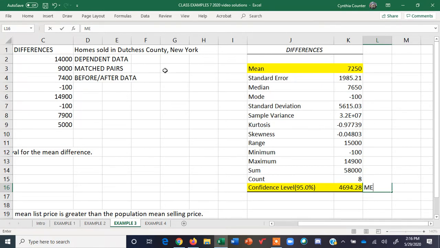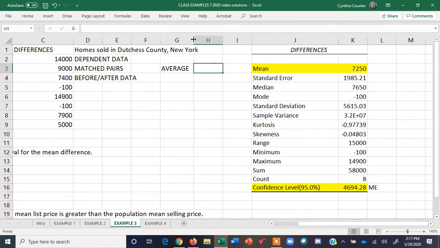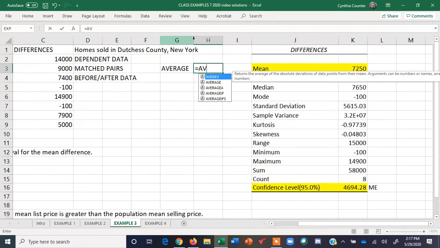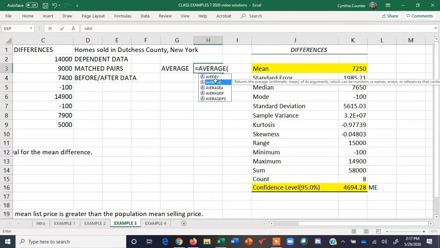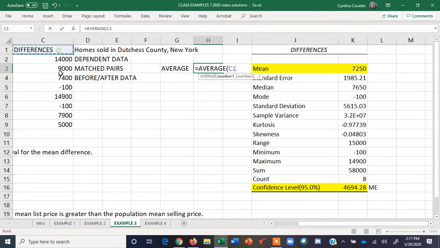Now, if you did not have this tool, you could still do this by using built-in tools in Excel. So to find the mean, you would use the average function. So equals average, highlight the data, and whether you highlight the label or not doesn't matter because Excel will ignore the label. And there is the average, right? The sample mean.